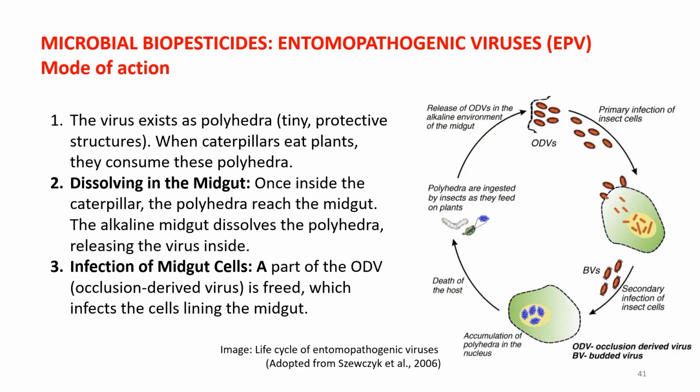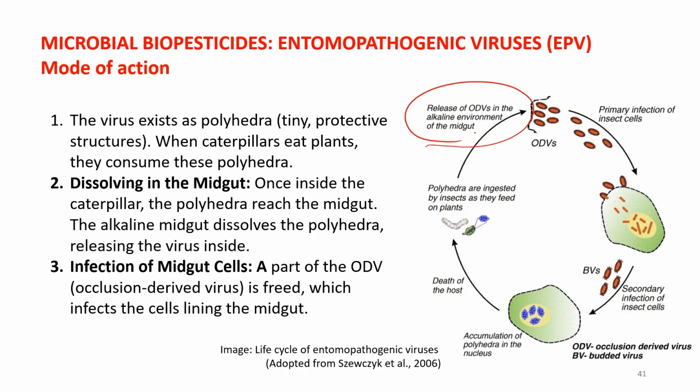So, what is the mode of action of these entomopathogenic viruses? The virus exists as polyhedra, or tiny protective structures. When caterpillars eat plants, they consume these polyhedra. The polyhedra are ingested by the insects as they feed on plants. Once inside the caterpillar, the polyhedra reach the midgut. The alkaline midgut dissolves the polyhedra, releasing the virus inside.